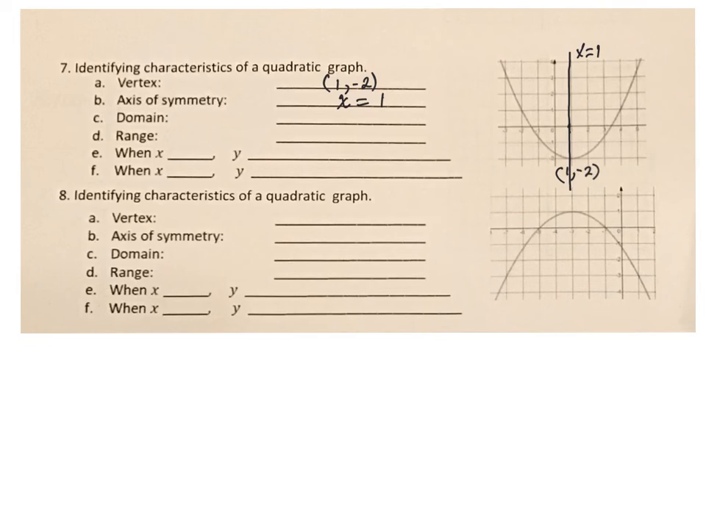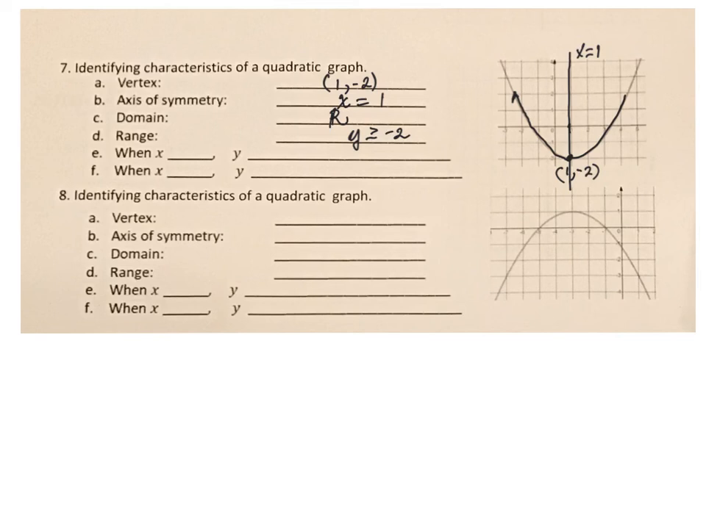The domain for a parabola is all real numbers. The range is where we start. If the parabola is pointing up, then it's greater. Anything starting from negative 2 and going up. So the range is y is greater than or equal to negative 2.